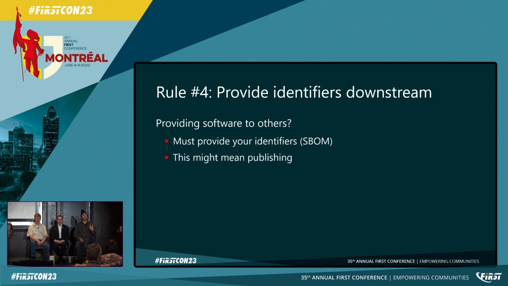4th rule is if you provide software to someone, you must provide your identifiers. This is effectively you must give them SBOM. This could mean publishing. I don't want to scare anyone or get into a deep conversation about can my SBOM be public or not, or given only to my customers. The real answer is if you're providing software to someone, give them the SBOM, give them the names, the identifiers. I don't really care if it's public or not. Once you have more than a certain number of customers, it sort of becomes a public issue.